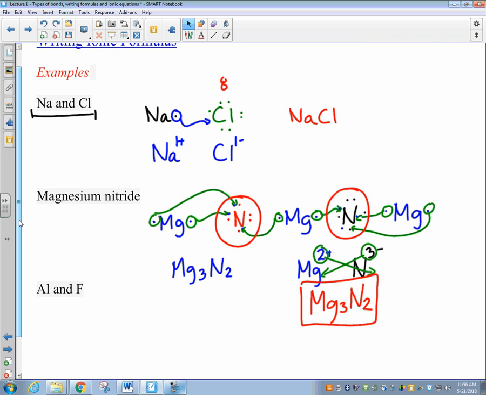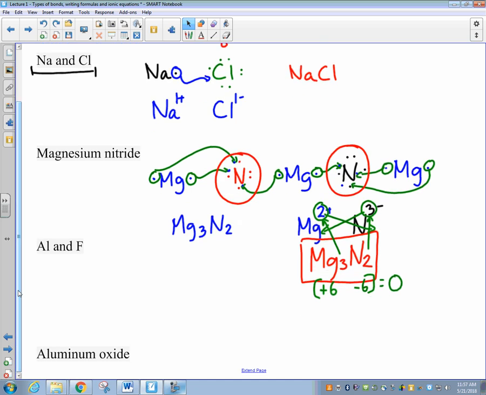And the real reason why we expect this to actually work is because what we essentially have here is the least common multiple. 2 nitrides, each of which has a charge of -3, give me a total negative charge of -6. 3 magnesiums, each of which has a positive charge of +2, give me a total positive charge of +6. So the sum of the positive charges and the negative charges in the overall compound gives me an overall charge on that compound of 0. And therefore, we get the overall formula of Mg3N2.